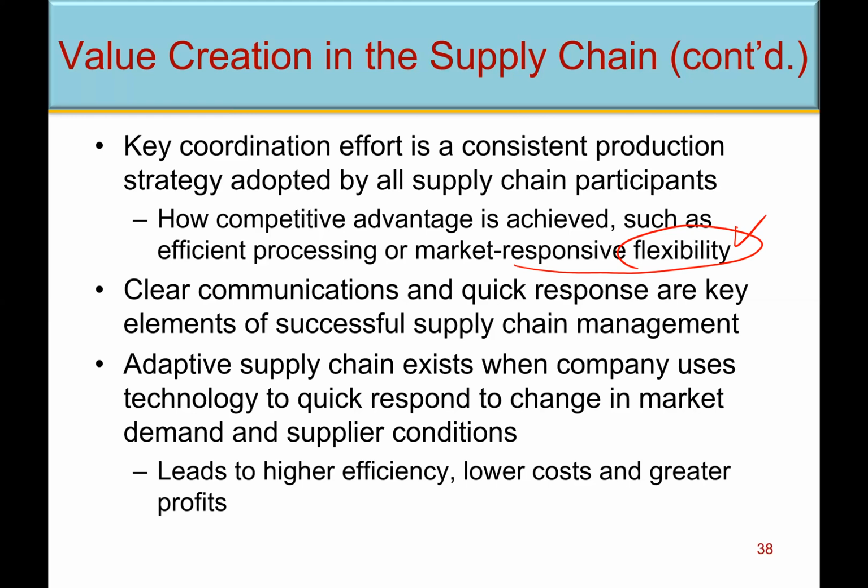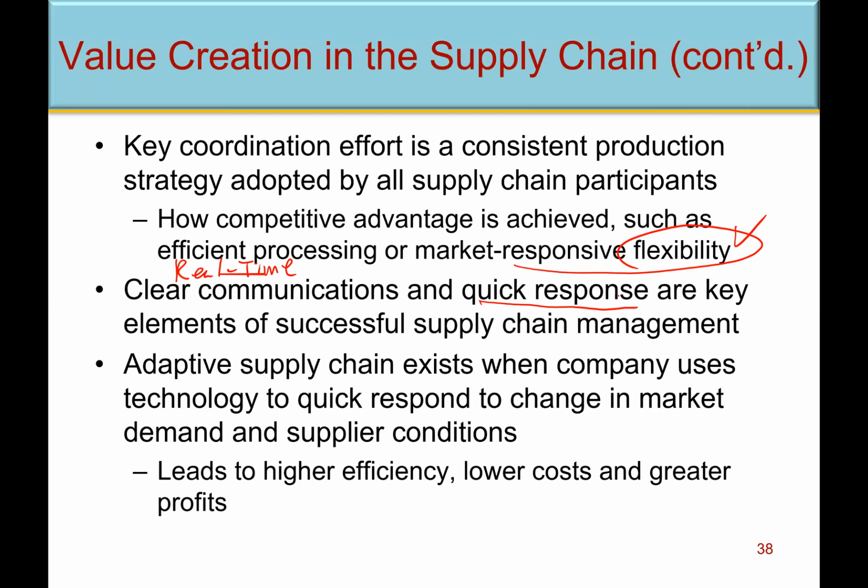So what does an e-commerce company have to do? They must integrate a system which can provide real-time communication with customers and suppliers, so whatever changes can be updated to various parties and the response received from the other party. These are key elements of successful SCM. Adaptive supply chains exist when companies use technology to respond quickly to changes in market demand and also supplier conditions.